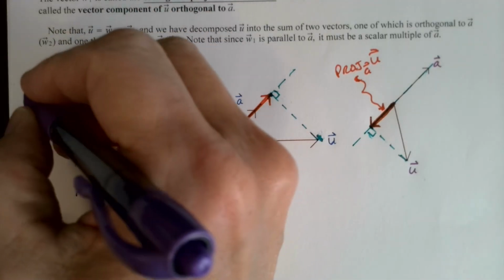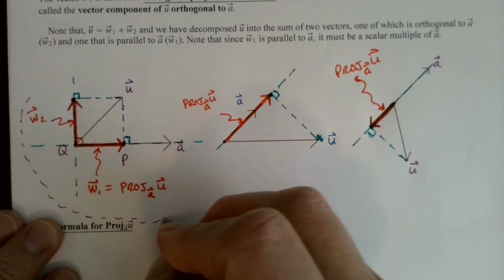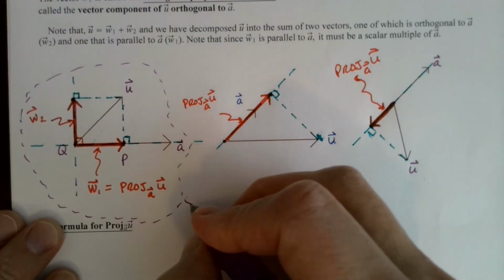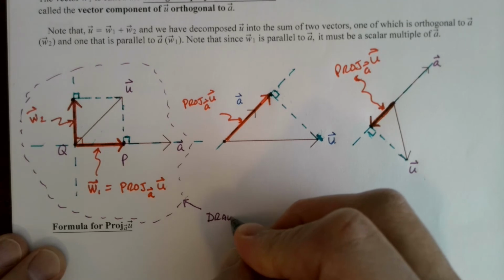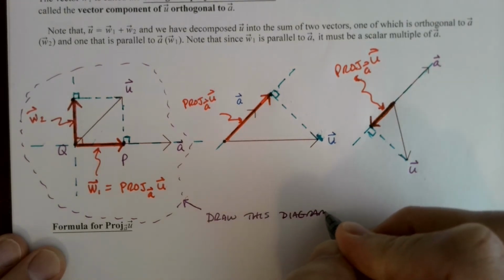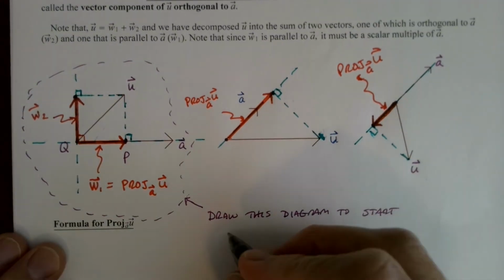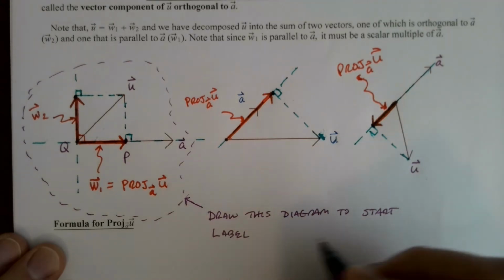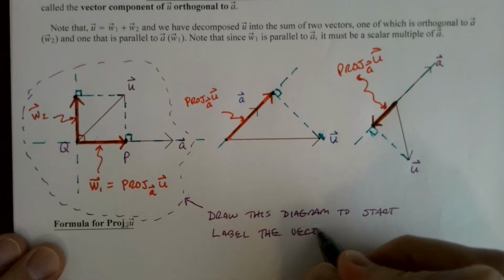So on the proof, you would want to draw this diagram to start with, and label the vectors that you're going to be using here.